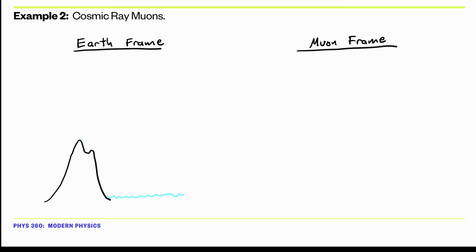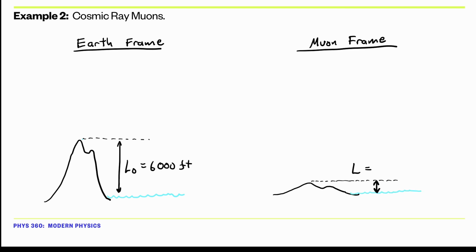So in the Earth's frame of reference, the height of Mount Washington is 6,000 feet, and this is the proper length. It's the proper length because Mount Washington is at rest relative to the Earth. On the other hand, in the muon's frame, Mount Washington and the Earth are rushing towards it at 99% the speed of light. Thus, the height of Mount Washington will be length contracted down to only 660 feet tall.